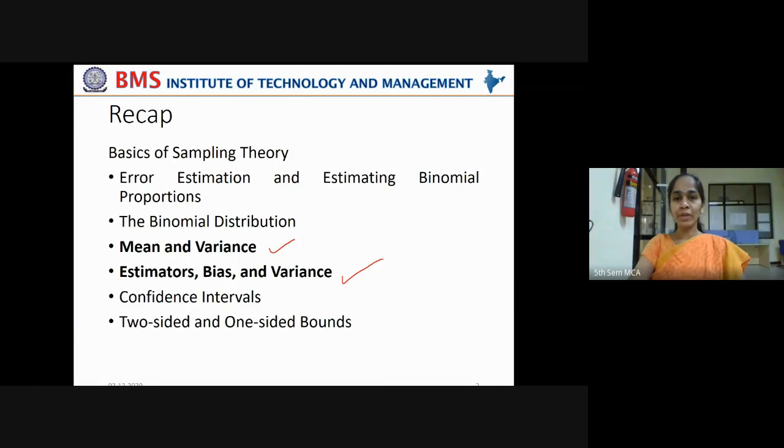If we can reduce the difference between the true error and the sample error, we can make a model have an unbiased estimate. That we have seen under estimators, bias and variance. Now in this class we are going to cover confidence intervals and two-sided and one-sided bounds.